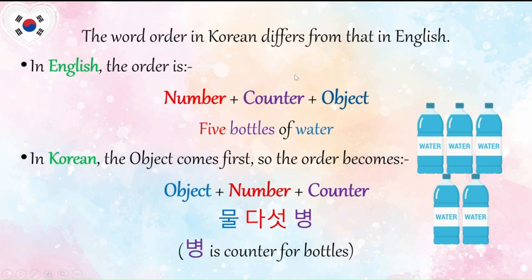Fine. Now, what happens in the Korean language? The object comes first. So the order becomes: first the object, then the number, and then the counter. For example, you have to say 5 bottles of water in Korean. Then how are you going to say it? 물 5 병. 물 means water, 5 means 5, and the counter for bottles in Korean is pyong.